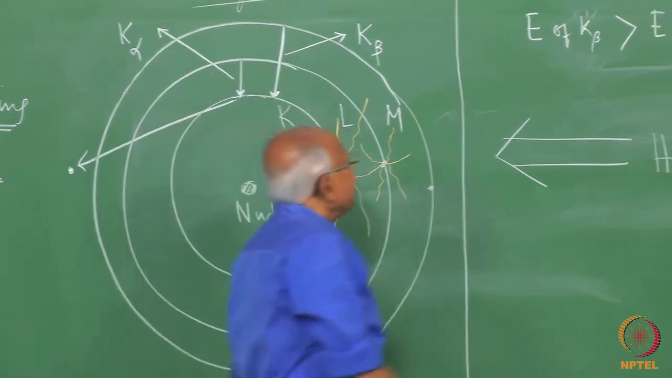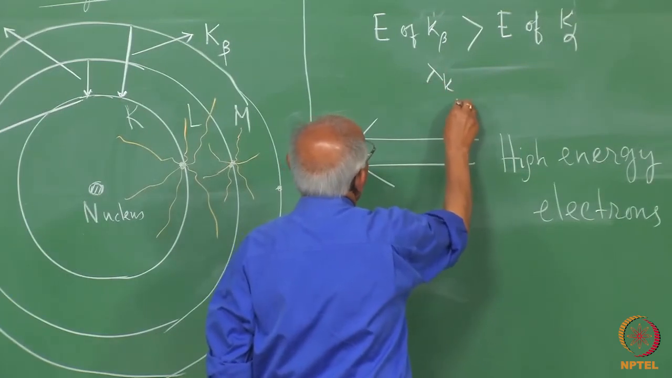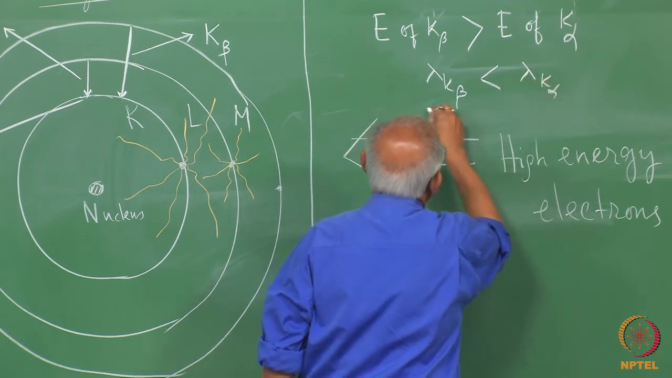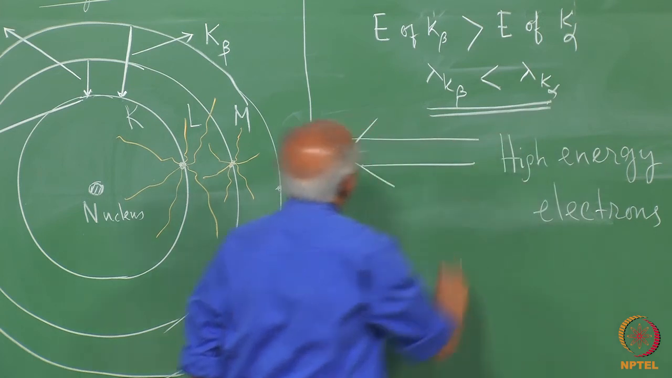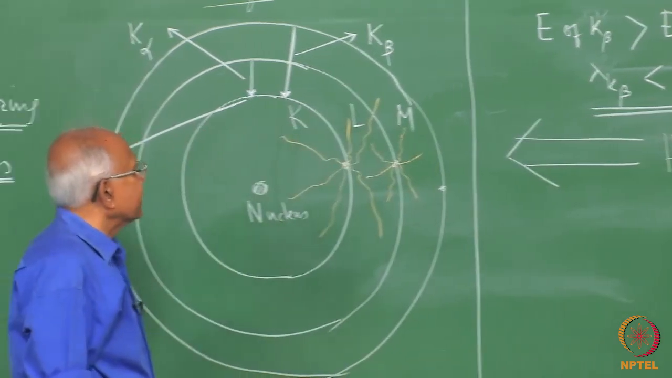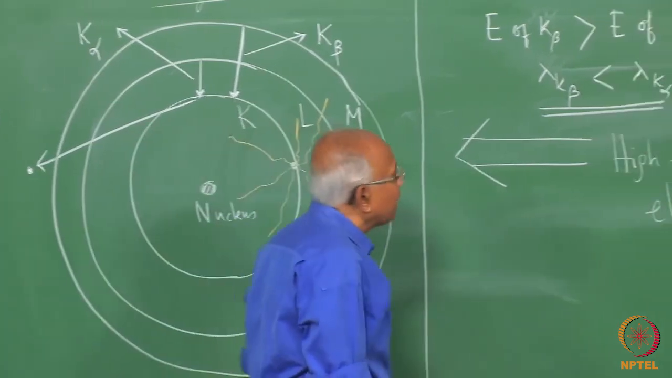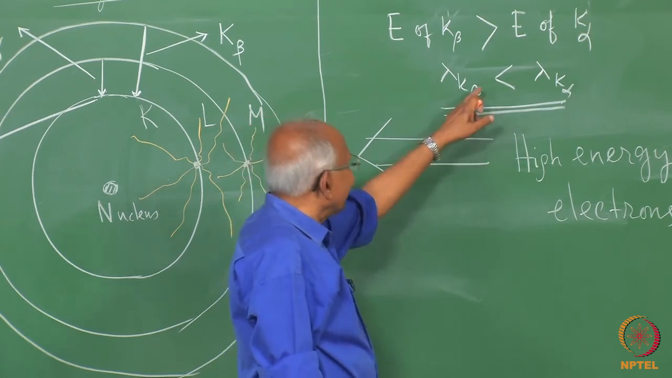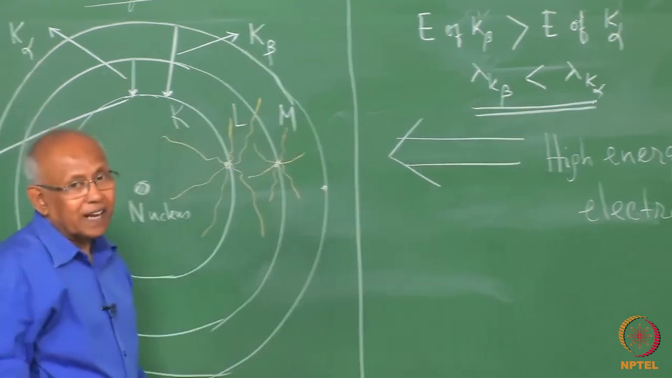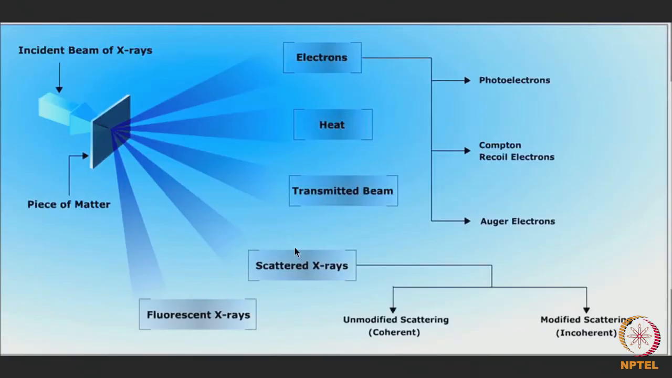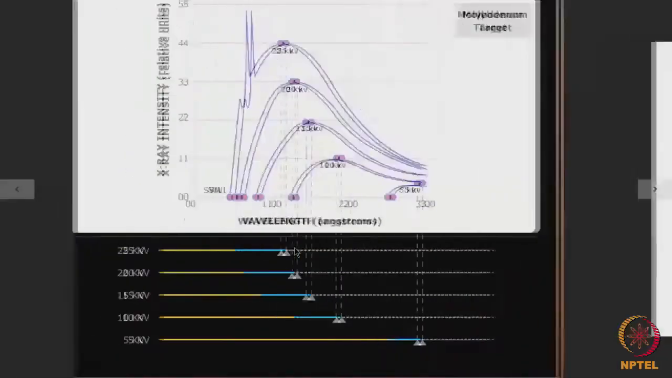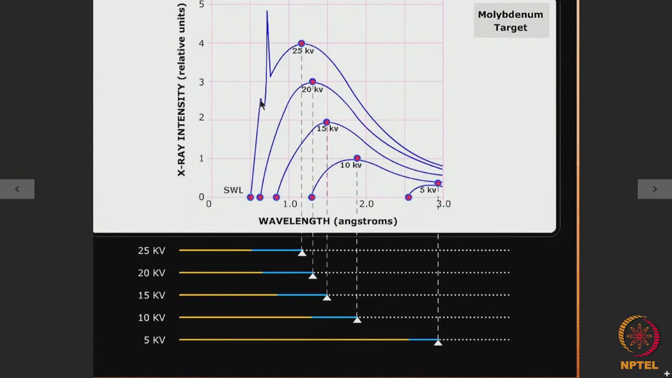So, as a result, the wavelength of the K beta radiation is much less than the wavelength of the K alpha radiation. So, this is important. The energy of the K beta X-ray photon is higher than the energy of the K alpha X-ray photon, and as a result the wavelength of the K beta X-ray photon is less than that of the K alpha X-ray photon. You see the wavelength of K beta is less than that of K alpha.